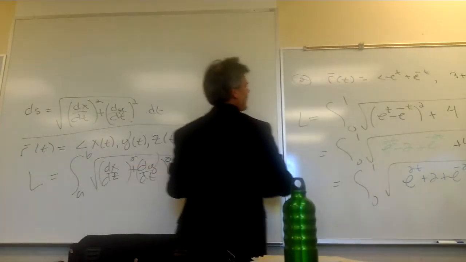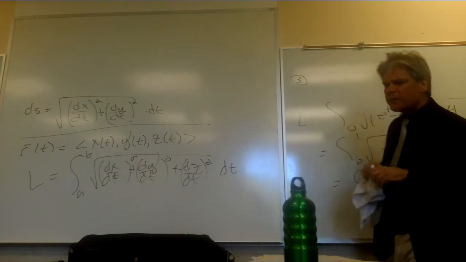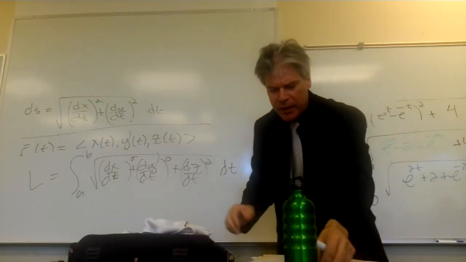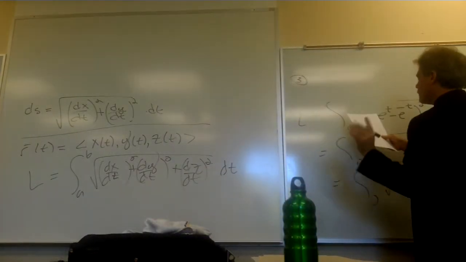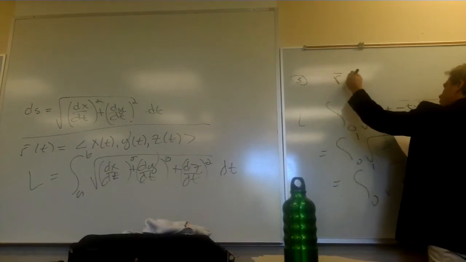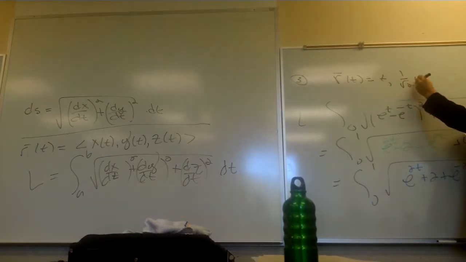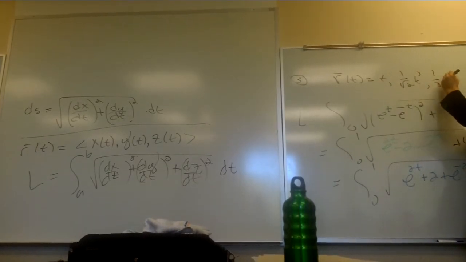Sorry, I'll come back. I don't like my example. I said I wanted to jump into 3-space, but I'm not going to struggle beating that clock, making up an example out of thin air. So if you don't mind, how about this: r(t) equals t, root 2 over 2 times t squared, and one third t cubed.